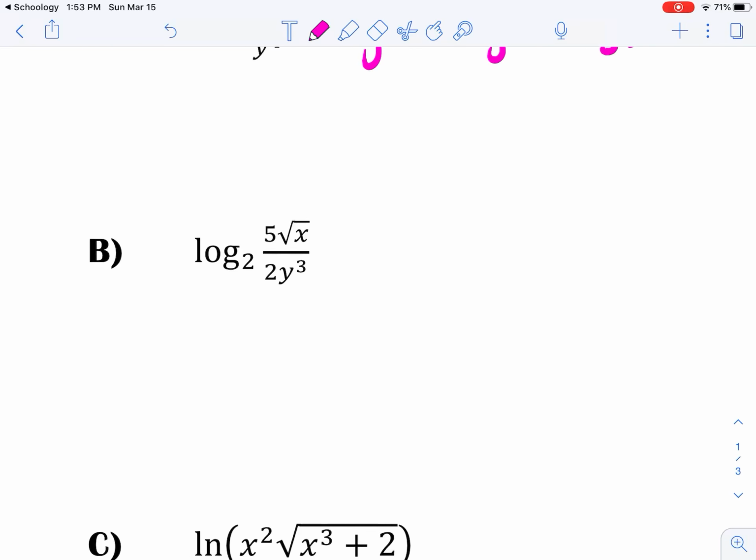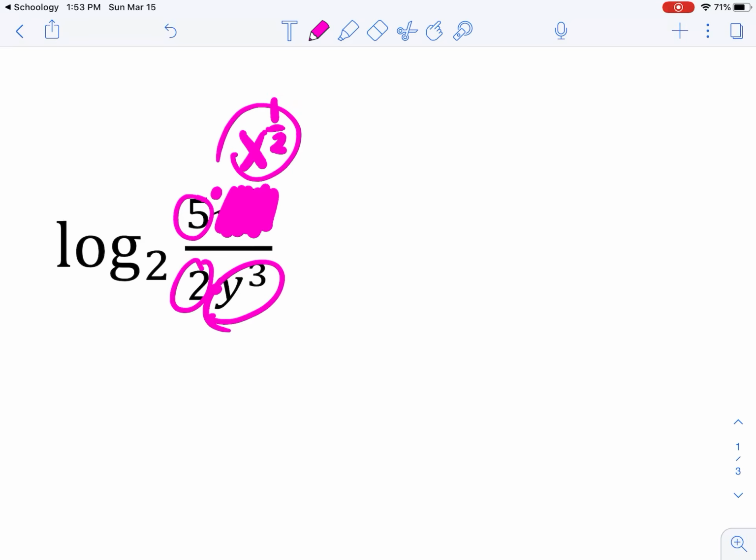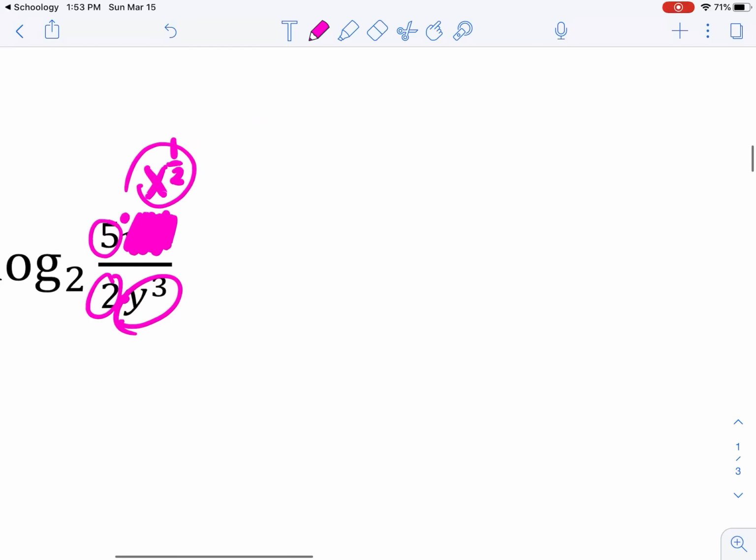All right, let's try another one. So the first thing I notice is that I have a square root, which we haven't seen. So what you have to realize is that you can rewrite a square root as a power. So I'm going to cross it off like it never existed and rewrite it as x to the 1/2 power, and now I can get started. So I do have 2 things being separated by multiplication in my numerator, and 2 things separated by multiplication in my denominator. So I'm going to have 1, 2, 3, 4 logs. I'm going to have 4 logs when I rewrite this.